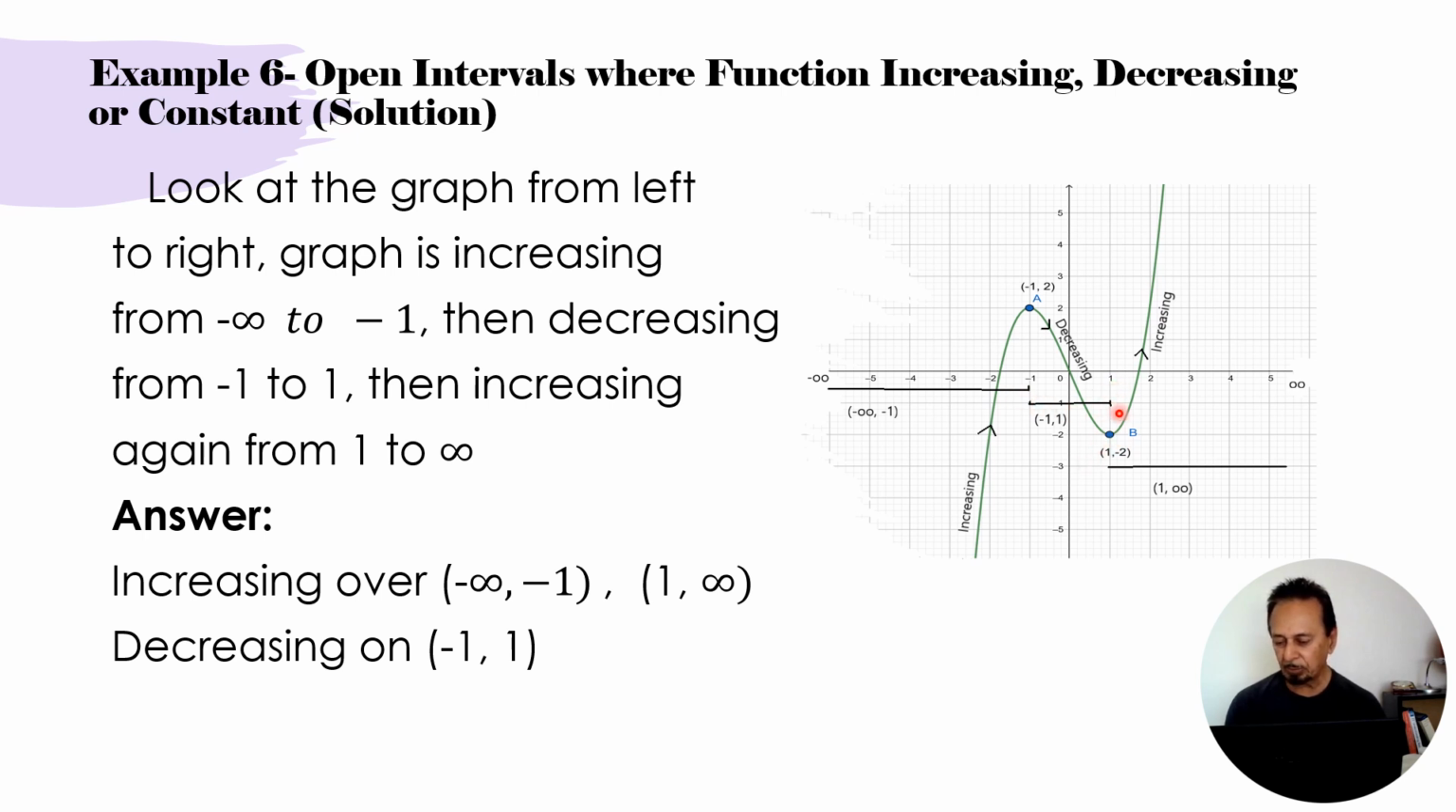And then if we keep going from 1 to the right, the graph is going up. So we will say it's increasing from 1 to infinity. So here's the answer. Increasing over minus infinity to -1 and 1 to infinity, while it's decreasing on -1 to 1.